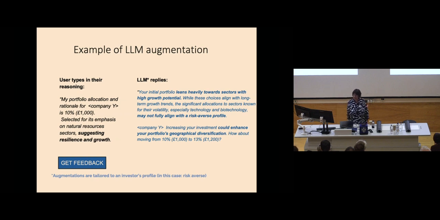So here it says, your initial portfolio leans heavily towards sectors with high growth potential. Whilst these choices align with long-term growth trends, the significant allocation to sectors known for their volatility, especially technology and biotechnology, may not fully align with a risk-averse profile. This person has got a profile which is risk-averse. So then they suggest perhaps you might like to enhance your portfolio, going from 10% to 13%. So that's how the augmentation worked.